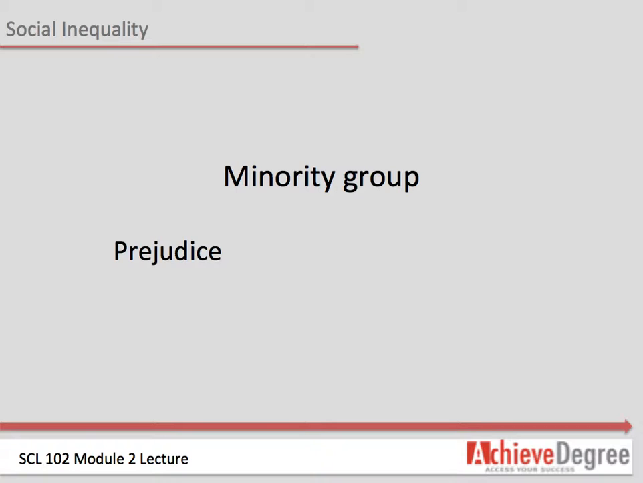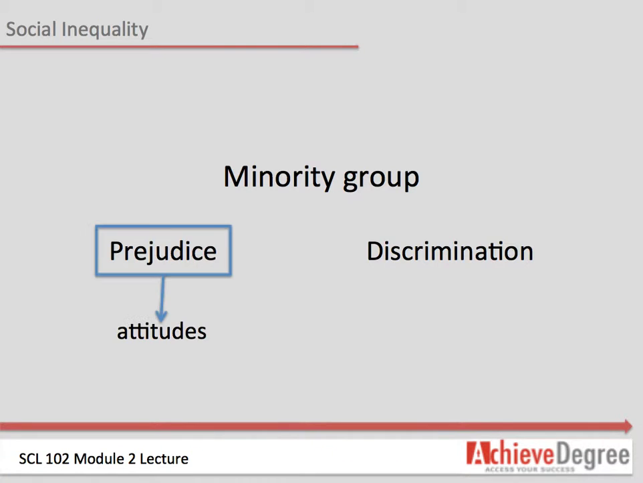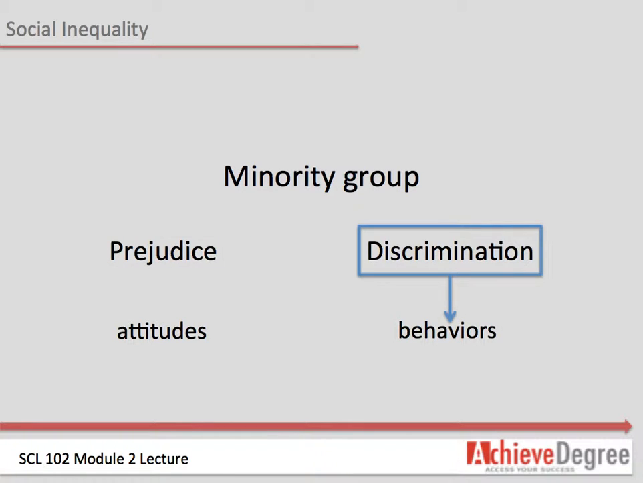Prejudice is a negative attitude toward an entire category of people. Discrimination is the denial of opportunities and equal rights to people on an arbitrary bias. Prejudice refers to people's attitudes about others. Discrimination refers to their behaviors toward others.